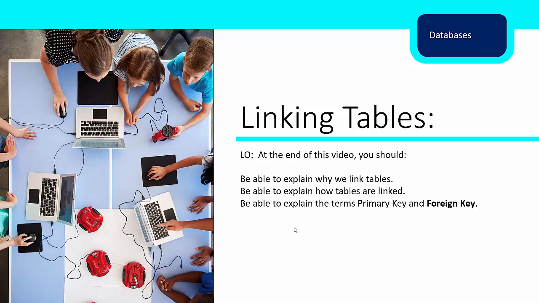So in this short video we are going to look at linking tables. You should have already seen the previous video with the SQL practical, and now we're just going to talk a little bit more about what's really happening in the background. A new term you need to be aware of by the end of this video is foreign key. We'll talk about what that is in the next few minutes.